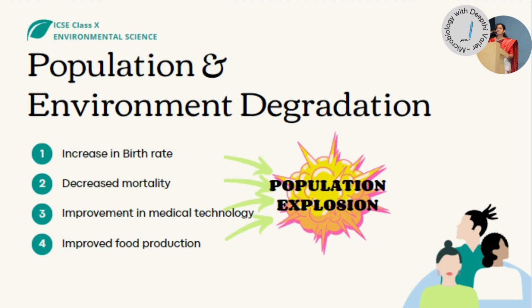Secondly, there is decrease in mortality, or the death rate has sharply come down. There has been increase in the life expectancy of individuals. Apart from this, we have had very good improvement in medical technology and in food production and distribution. All of these reasons have led to the human population exploding or growing exponentially beyond the capacity of the earth or capacity of the ecosystem.